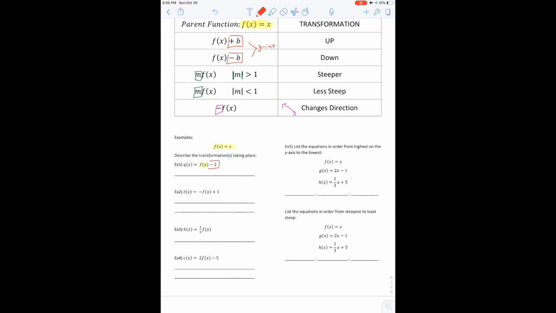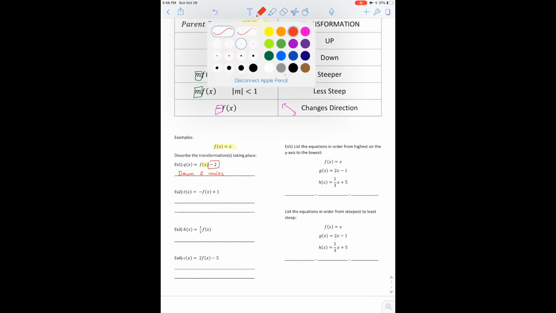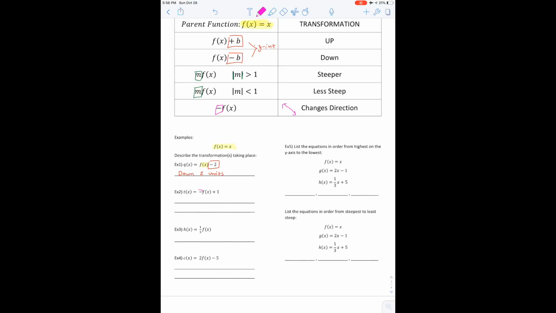Well, this is what's changing. So it's just like we are doing this one, right? We're subtracting a b value. So if we're subtracting 2, that tells us that we are going to move the graph down 2 units. All right. So now the next example, there's 2 changes. The first change that I see is I don't have a positive f of x, I have a negative. So the first thing is we know it's going to change directions.